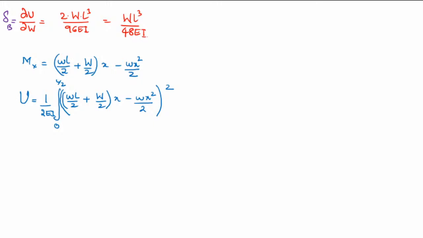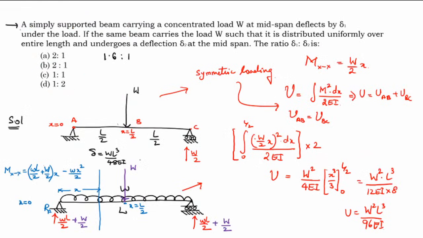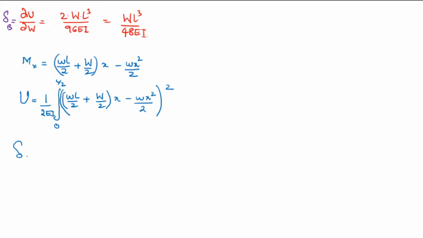Okay, so I need to calculate the deflection at the midspan. What am I supposed to do here? Delta B is equal to dou U by dou W. Now differentiate this equation with respect to capital W, where you are introducing the dummy load. Differentiate that, and later we have to write W as 0 because W is not present over there. So this will be 1 by 2EI can be put outside, integral 0 to L by 2.